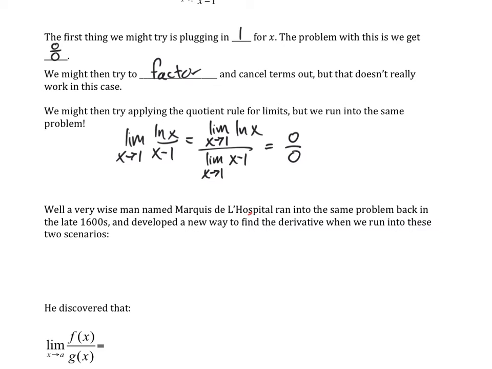One like we just saw. So he said, I'm going to develop a way to actually find the limit when I get 0 over 0, or if I get something like infinity over infinity. So what you need to know here is that if you get 0 over 0, or you get infinity over infinity, we can use this rule that L'Hopital came up with back in the 1600s. And you might be curious as to what that rule is.